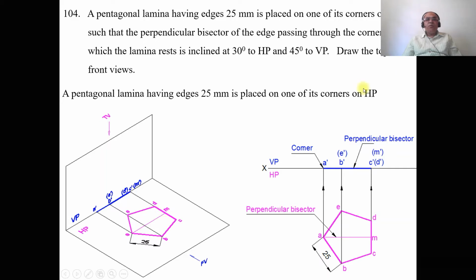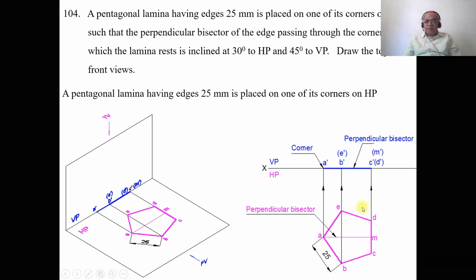So this MP is shown only because it is the perpendicular bisector of the edge passing through the corner. Which is the perpendicular bisector of the edge passing through the corner? The corner is A. Passing through this corner is the perpendicular bisector. Opposite to this is the edge CD. And when you draw a horizontal line, this is going to become the perpendicular bisector. So to this line, this bisector will be at 90 degrees. So that is the reason why it says it is the perpendicular bisector.